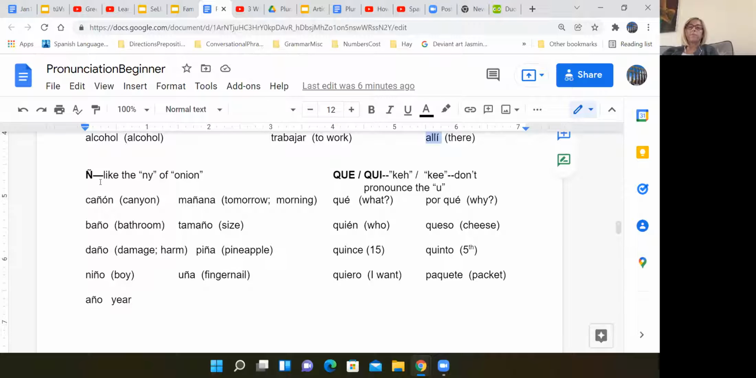Quick introduction just to the ñ because we don't have this letter in English. This one people don't have usually too much trouble with. Ñ is a separate letter. It is an actual separate letter. It's got a little squiggle over it called the tilde. It'll sound like the NY of onion. So most people don't struggle with this too terribly badly. Cañón. Baño. Daño. Niño.